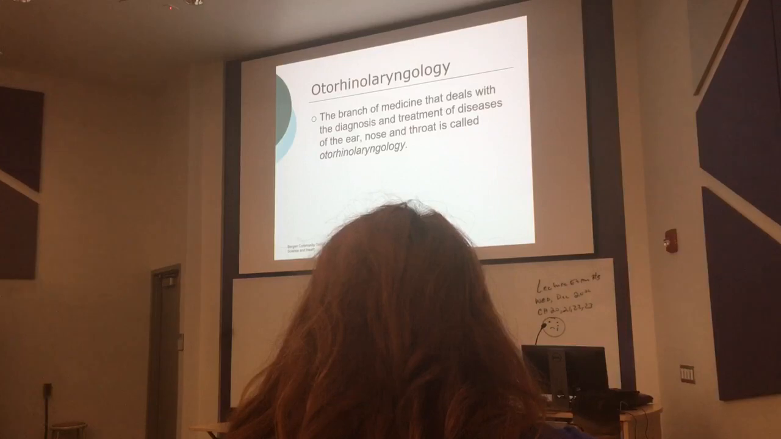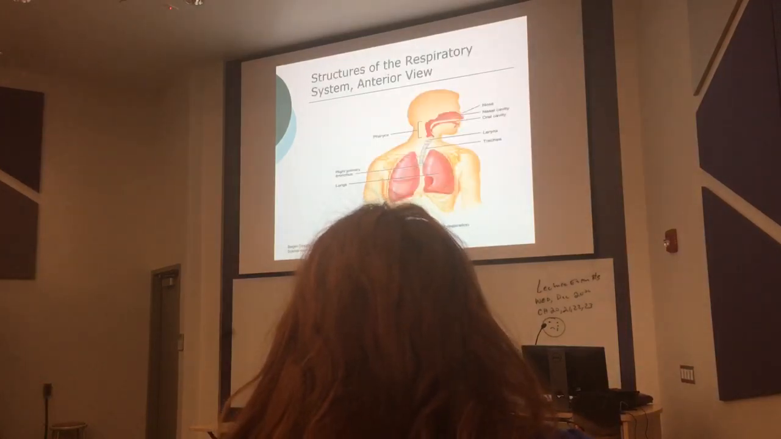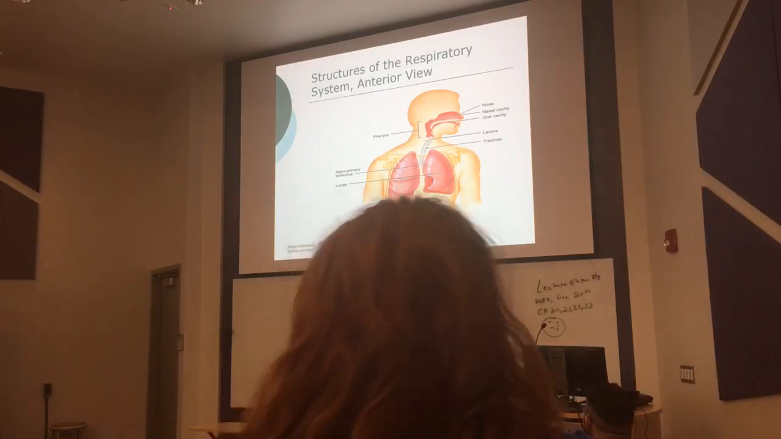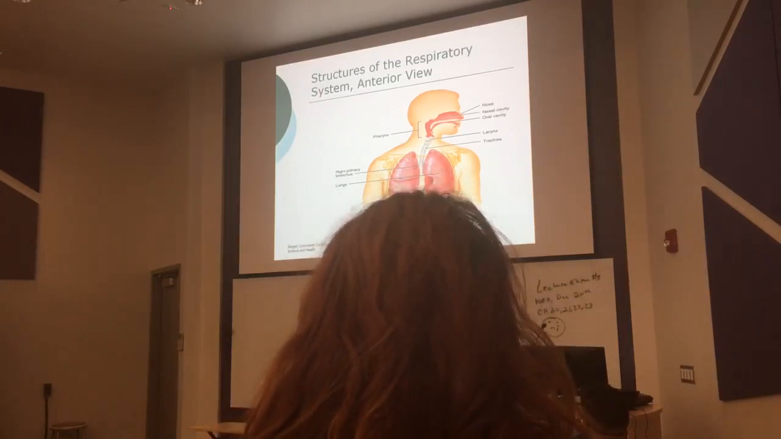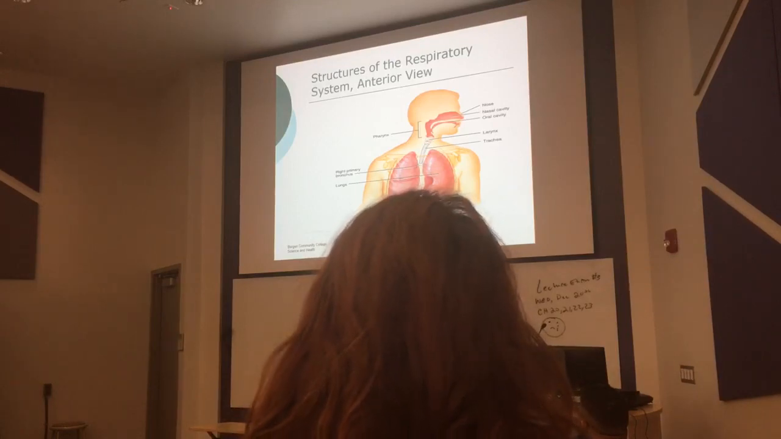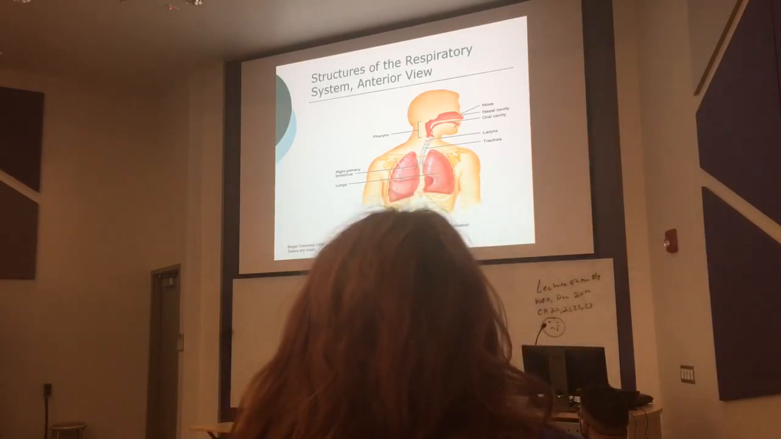You good? Yeah. All right, so here's a picture. We can breathe through our nose, we can breathe through our mouth. So we have our nasal pharynx right here, the whole thoracic nasal pharynx, oral pharynx right in the mouth, and laryngeal pharynx right here.